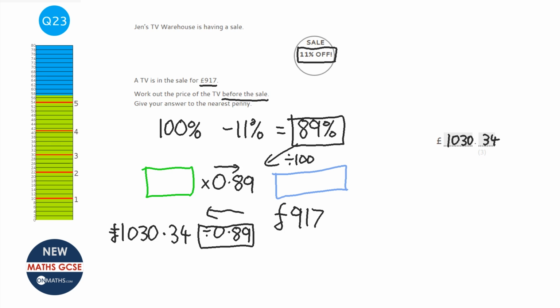Let's see if that makes sense. Well, it kind of makes sense that it's gone down a little bit to £917. So the actual thing makes sense. We'd expect the price before the sale to be higher than the price on the sale. Something you can do to check that it works is you can then times the answer by 0.89, and there we go, we get 917, so it completely makes sense.